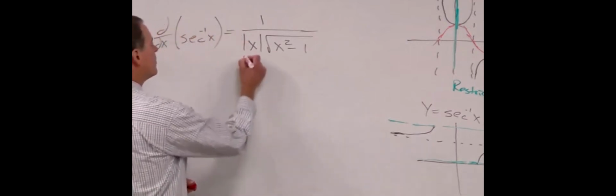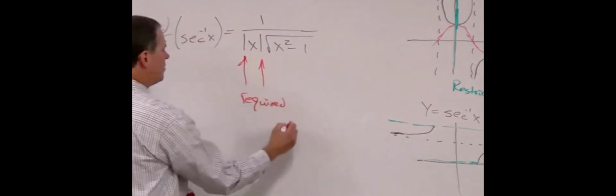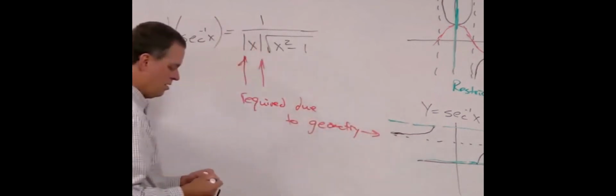So this absolute value is kind of an extra add-in that the others don't have. Others didn't have anything like that because it all worked out fine. But on inverse secant, because of the way we had to restrict the domain, and you got always positive slopes, now you've got to put in the absolute value. Okay?